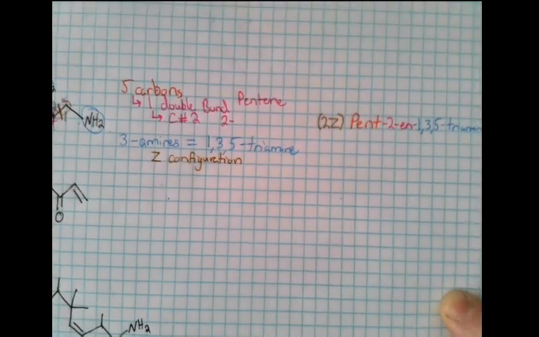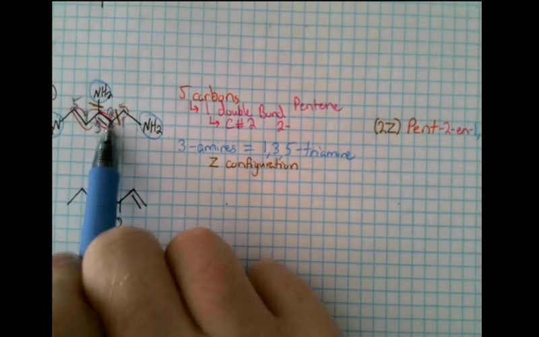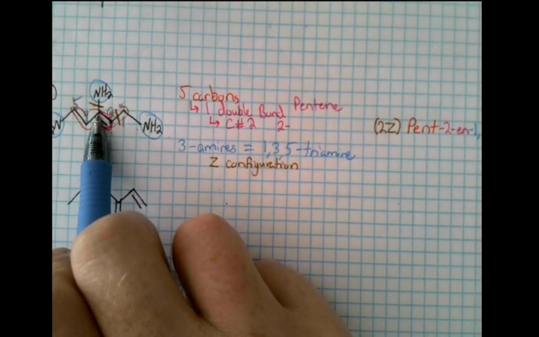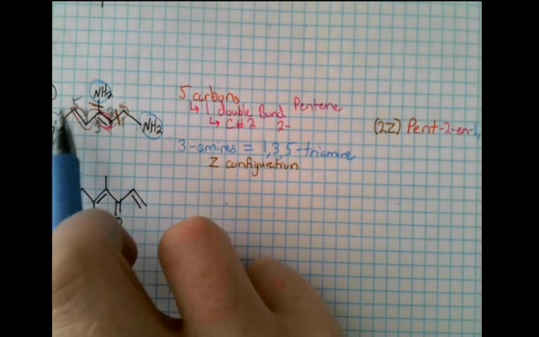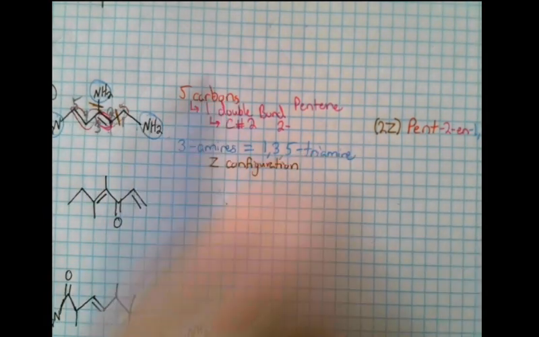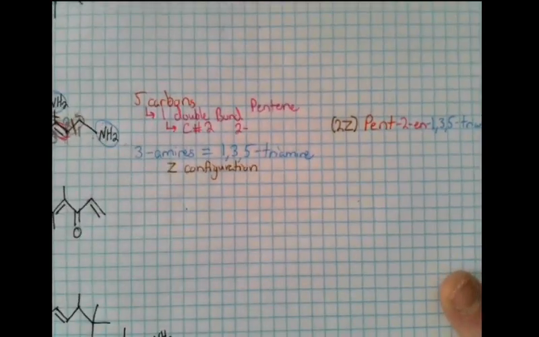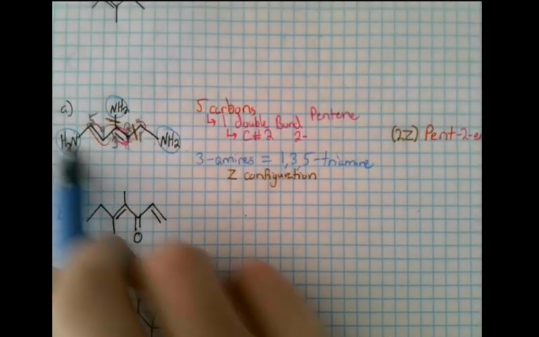So, double checking the name, on position 2 there is a double bond, and that double bond is Z configuration. On positions 1, 3, and 5 there are amines. 5 bonded carbon otherwise. Okay, you can see there's a lot more going on here.